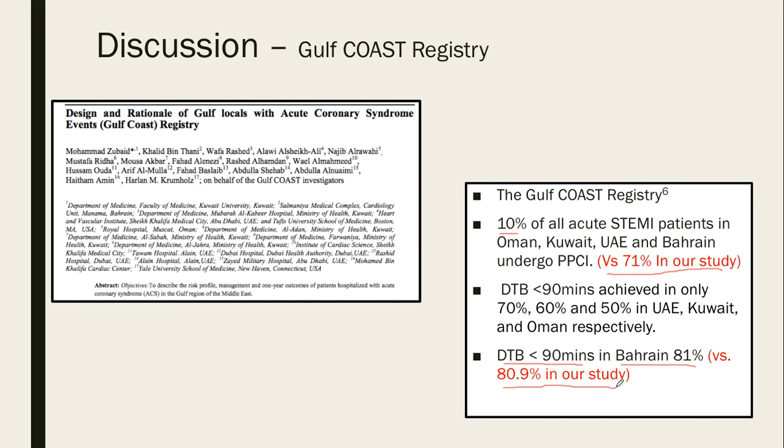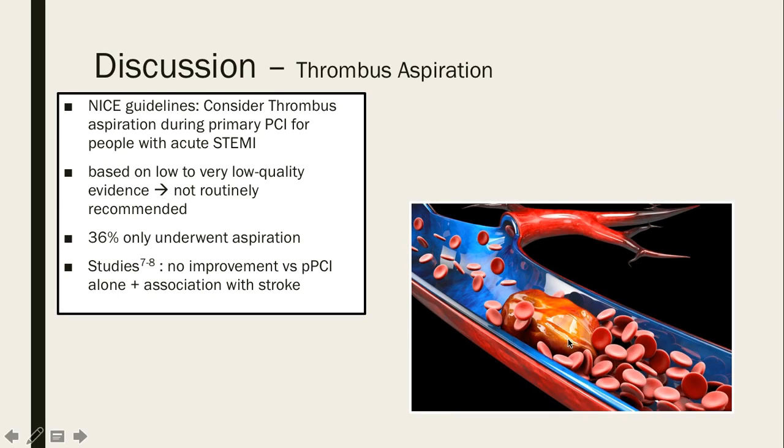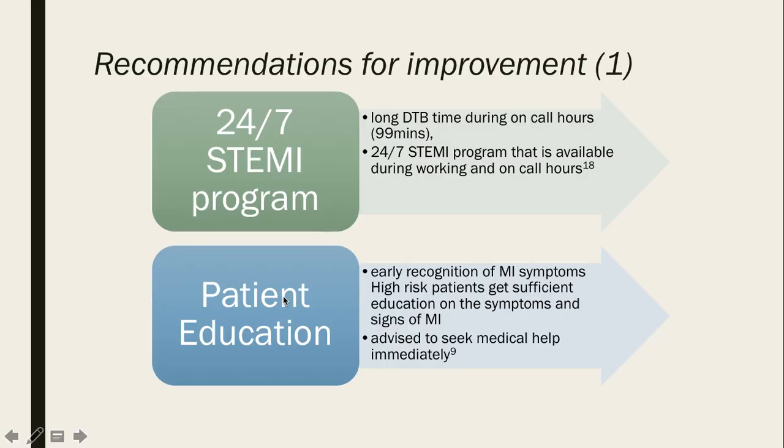So we can see that in comparison to the UAE, Kuwait, and Oman, we have a much better compliance to local recommendations. With regards to thrombus aspiration, we've noticed that only 36% of patients underwent aspiration, and this is actually considered justifiable because when we looked at recent studies, they showed that no improvement was associated with thrombus aspiration during PCI, and in fact some studies showed that it was associated with complications such as stroke. So that's why the decrease in compliance to this particular NICE recommendation is justifiable.